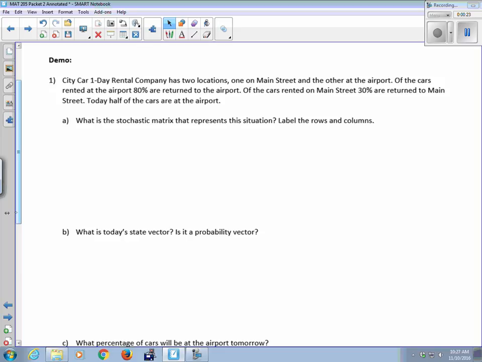All right, so we've got City Car One Day Rental Company. They have 2 locations, one on Main Street, one at the airport. And of the cars rented at the airport, 80% are returned to the airport. And of the cars rented on Main Street, 30% are returned to Main Street. And today, half the cars are at the airport.